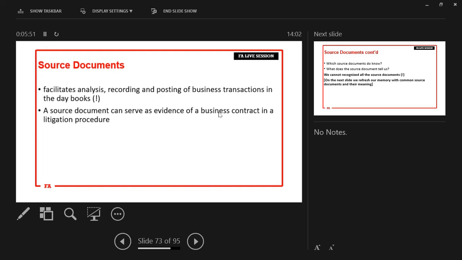So what accountants are supposed to do is to open files, so that in case there is a query in the near future, we should not look stupid. It's very easy to look stupid when certain things are not in place.